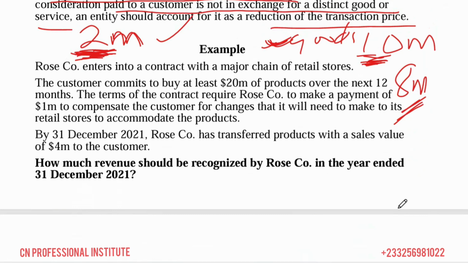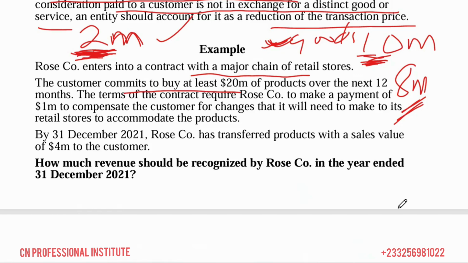It says Roscoe Corporation enters into a contract with a major chain of retail stores. The customer commits to buy at least 20 million of product over the next 12 months. The terms of the contract require Roscoe to make a payment of 1 million to compensate the customer for changes it needs to make to its retail stores to accommodate the products. By 31st December 2021, Roscoe has transferred product with a sale value of 4 million to the customer. How much revenue should be recognized by Roscoe in the year ended 31st December 2021?